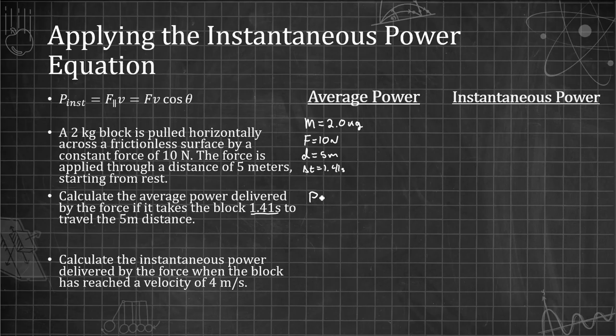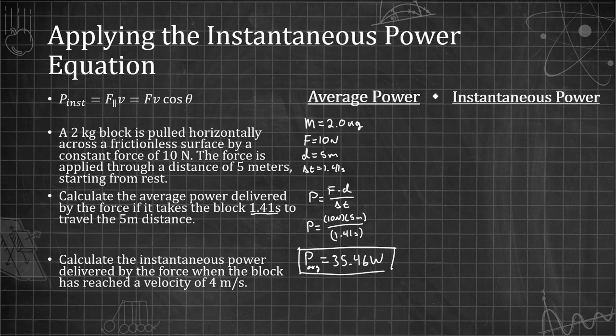So if we want to calculate the average power, all we need to do is calculate the average work done by that force by doing force times distance, and that's going to be the change in energy of the block. If we divide that by the time, that's going to give us the average power generated by that force. And that average power ends up equaling 34.46 watts of power.